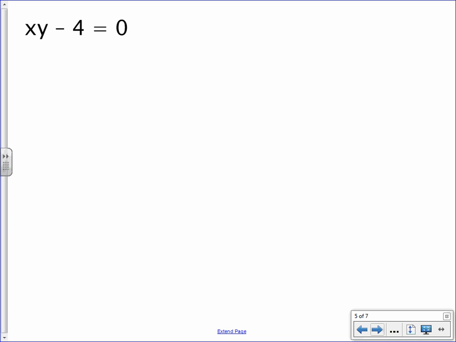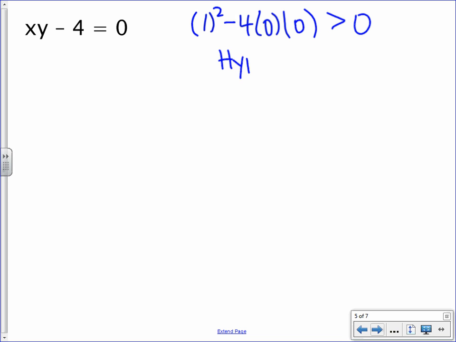What is our b term? A? Do you see an x squared term there? No, so we're going to put a 0. Do you see a y squared term there? No, so we're going to put a 0. And what kind of number is that? Positive, negative, or 0? Positive. Which means we have a hyperbola.